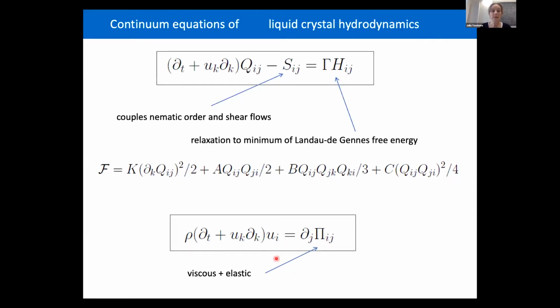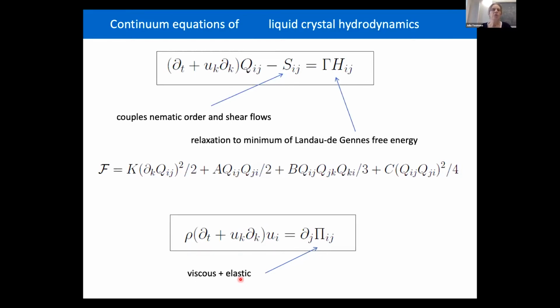You also need an equation for the velocity. And the way I've got it written looks pretty much like the Navier-Stokes equation. This is the usual convective derivative term, and then the derivative of the stress tensor. Here is hidden some more complicated things. You have the usual viscous stress, but also an extra elastic stress, and that takes account of the fact that when a liquid crystal molecule moves, it pushes the fluid and creates a backflow.